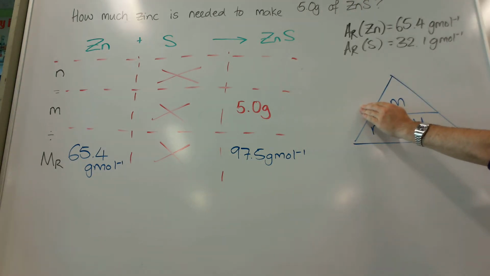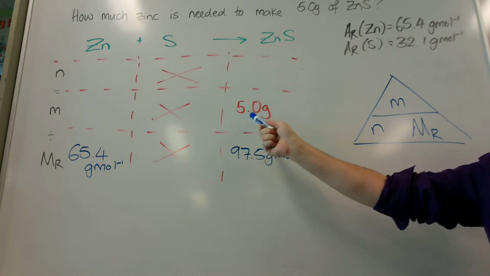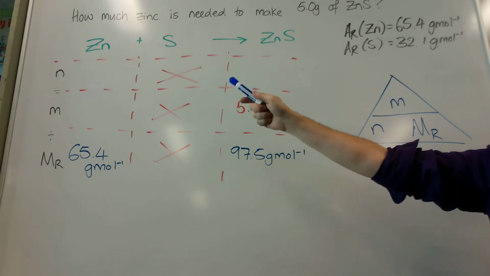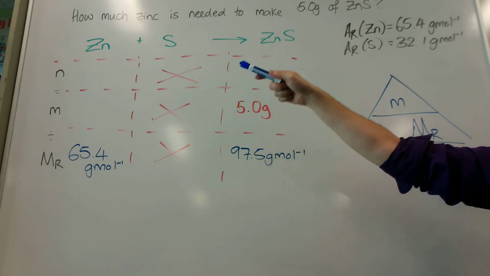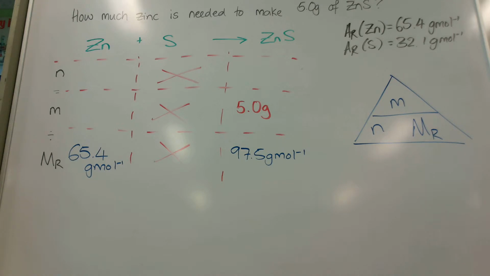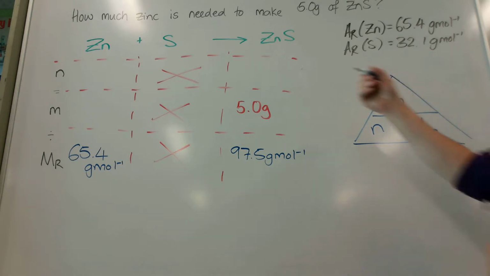So I'm going to need to go 5.0 divided by 97.5. My answer there is 0.051282, and it keeps going. Okay, I'm going to do it just to 3 significant figures, which is more precise than I need because I've only measured my final thing to 1 decimal place, so my mass of zinc is probably only going to be good to 1 decimal place as well. But I'm going to go more significant figures than I need. I want to call it 0.0513.